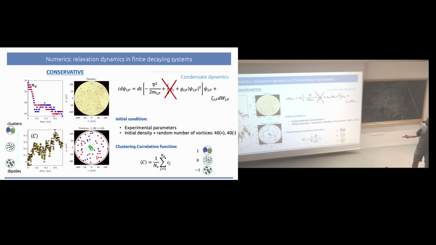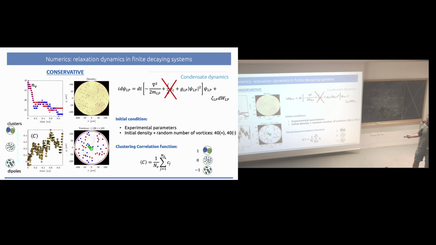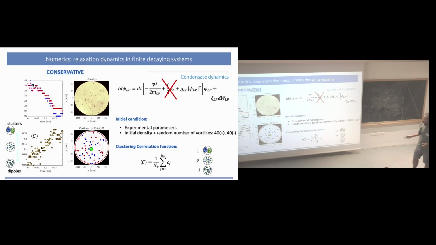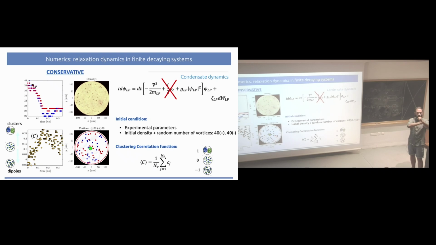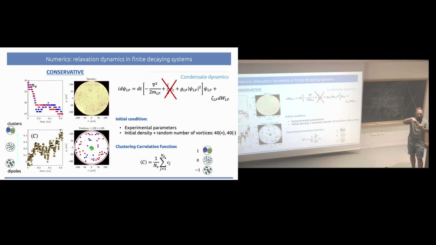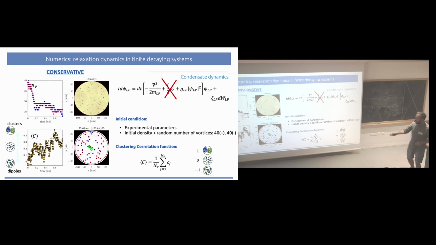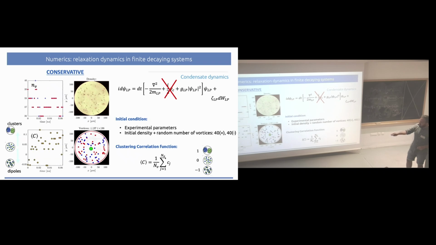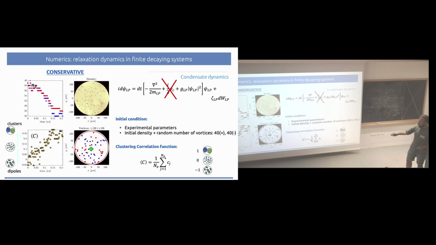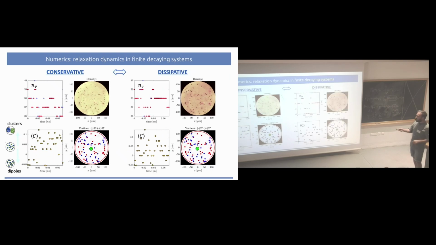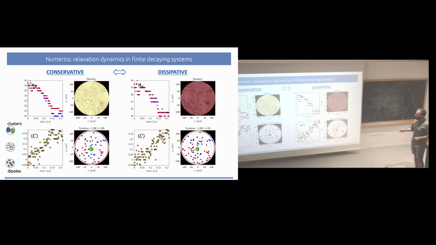We can quantify the clusterization of the system by computing the clustering correlation function, which takes the value of 1 if we have two massive vortices, clusters of vortices, and the value of -1 if we have all vortex pairs. Looking at the dynamics, we can see that the clustering correlation function increases as a function of time. And if we look at the phase, we can see the appearance of small clusters of vortices with the same sign.